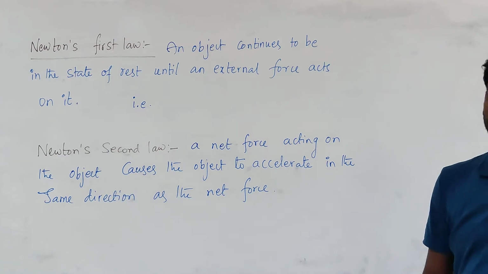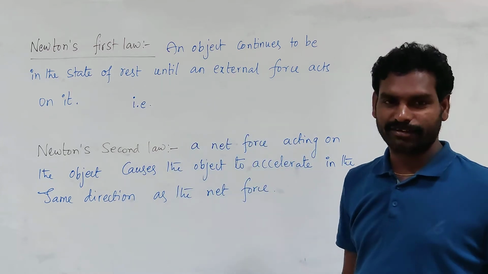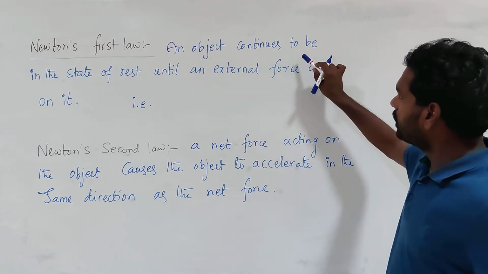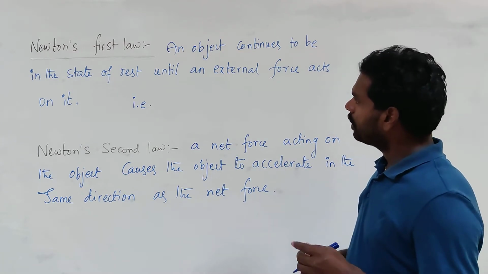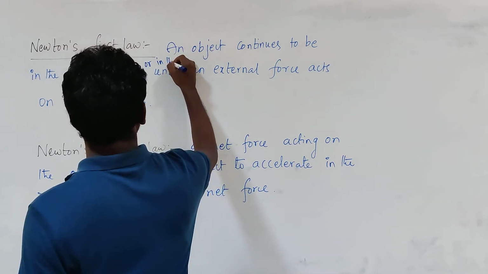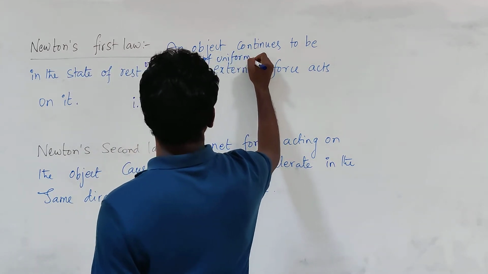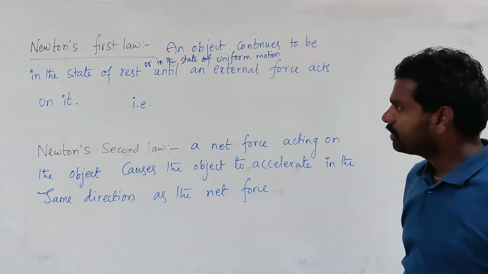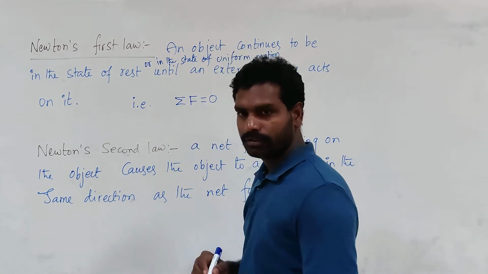Dear students, in the previous class we have already discussed Newton's first law of motion and Newton's second law of motion. Newton's first law of motion tells us that an object continues to be in the state of rest, that means velocity equal to 0, or in the state of uniform motion, until an external force acts on it. That means in this first case, the sum of external forces equals 0.